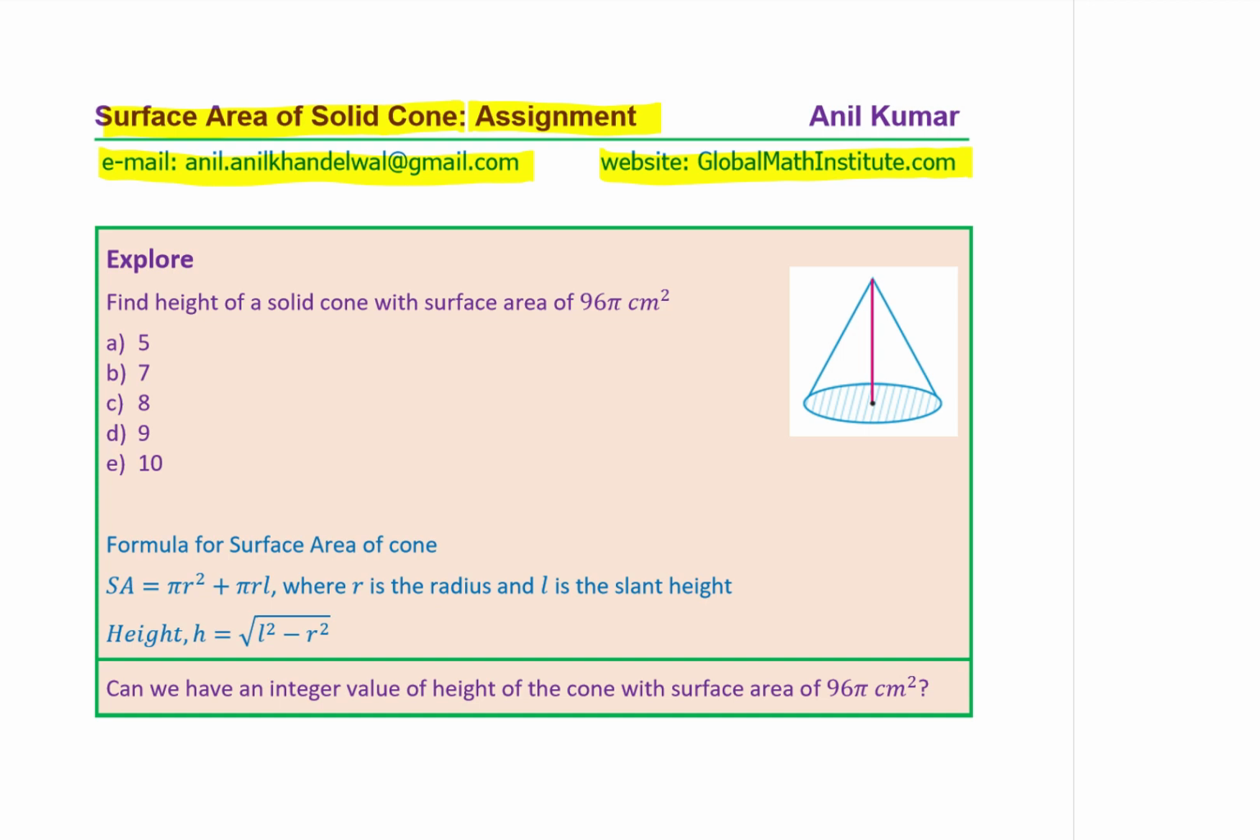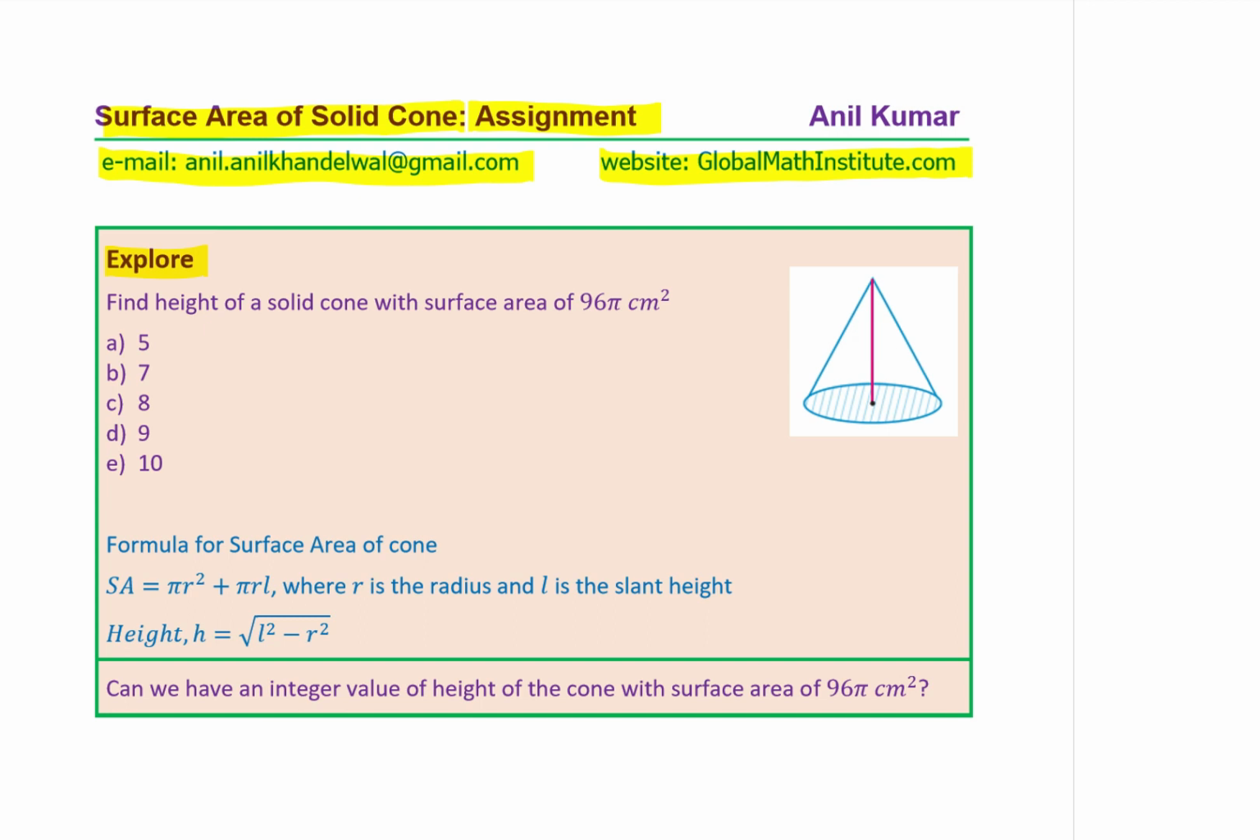The question here to explore is to find the height of a solid cone with surface area of 96 pi centimeters square. A solid cone is given to you. So solid cone means while calculating the surface area, you need to consider the solid circle at the base also, right? Four choices are given to you just to help find the right answer.